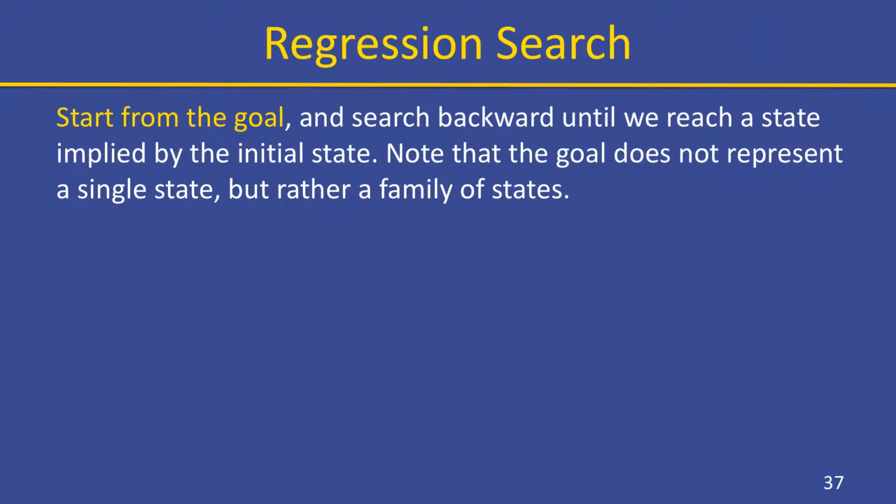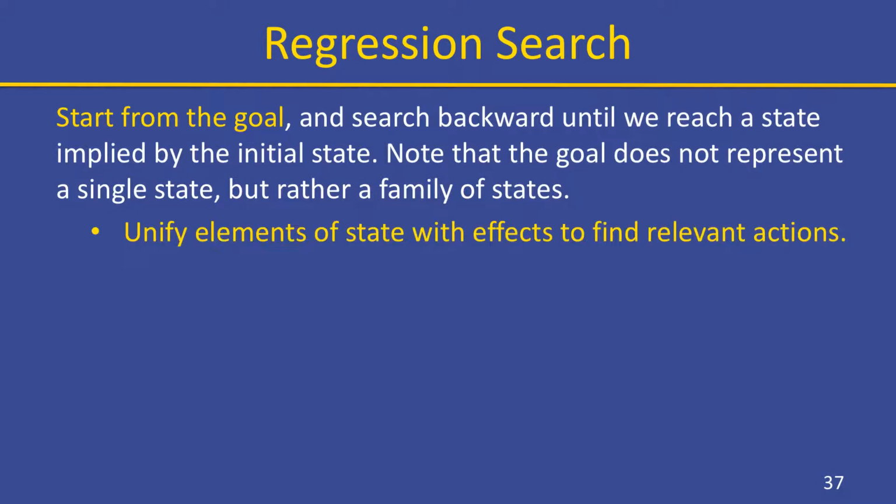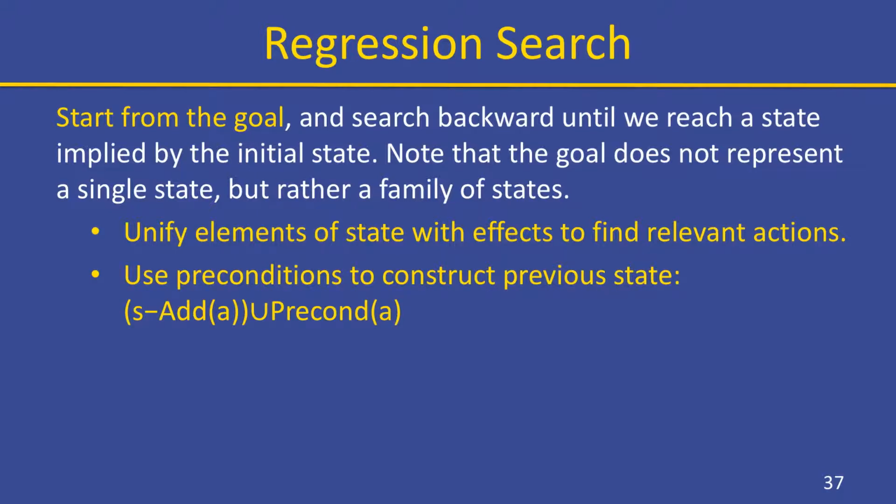Let's take a look at regression search. So with regression search, we start from the goal and search backward until we reach a state implied by the initial state. Note that the goal does not represent a single state, but rather a family of states. So to navigate from the goal to a predecessor state, we unify elements of a state with effects of actions to find relevant actions. We use the preconditions to construct previous states. So we remove the add list from the current state and add the precondition to obtain the predecessor state.